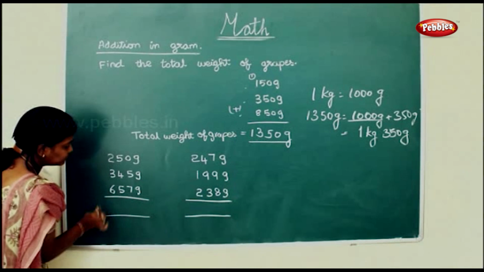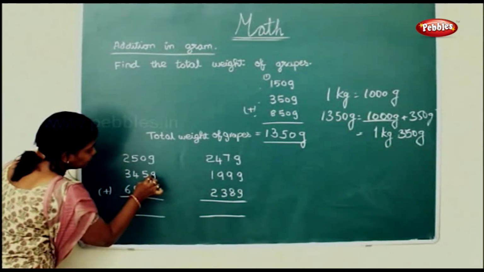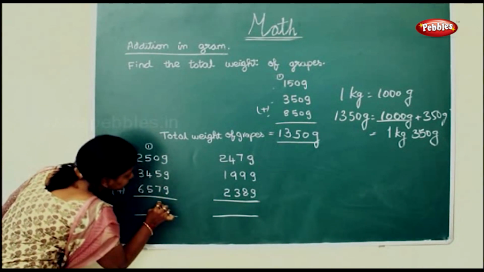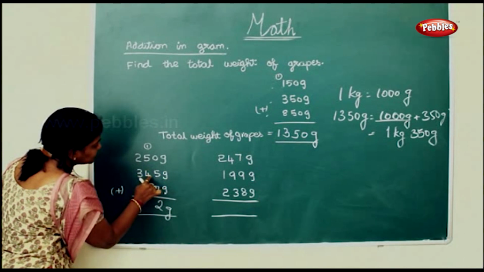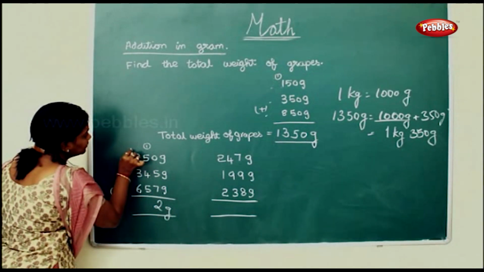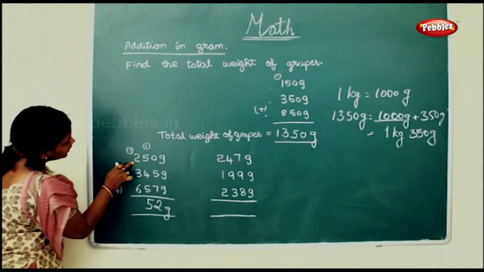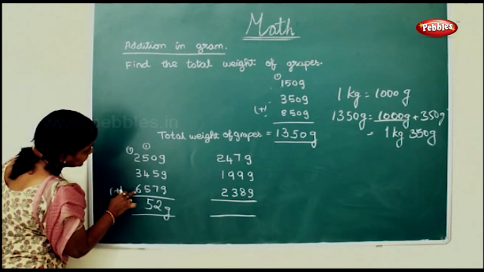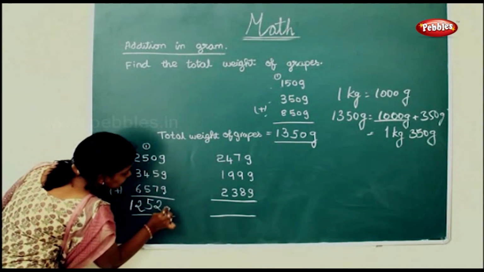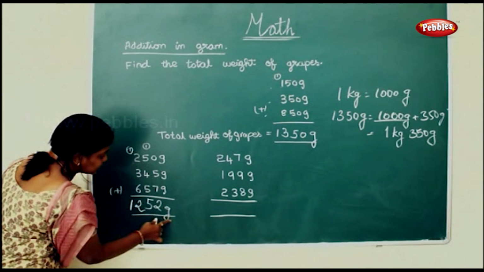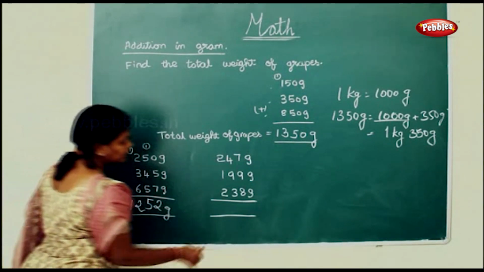Next we're going to do this, it is simple addition. 5 plus 7 is 12. 1 plus 5 is 6. 6 plus 4 is 10. 10 plus 5 is 15. 2 plus 3, 3 plus 3 is 6. 6 plus 6 is 12. I am just writing the grams. I am not converting it like this. I am just writing 1252 grams.